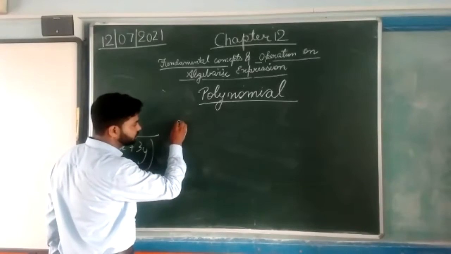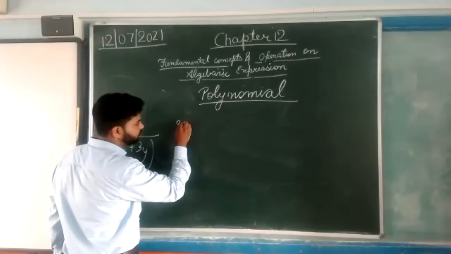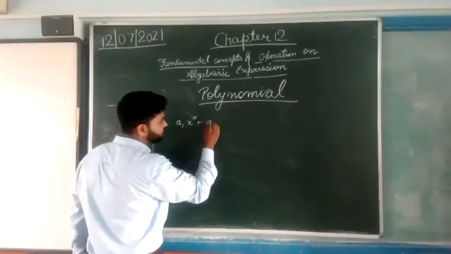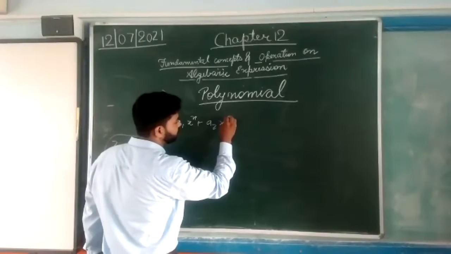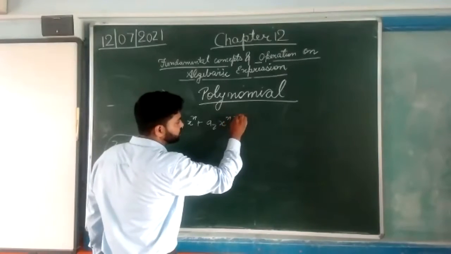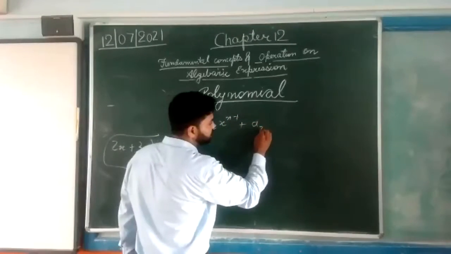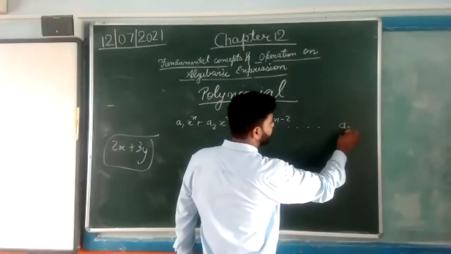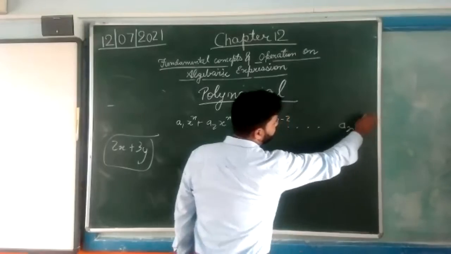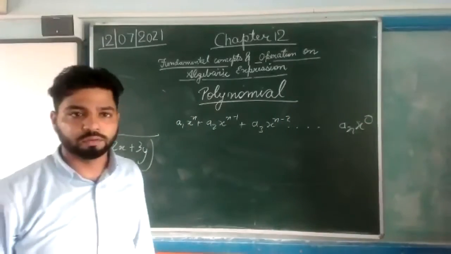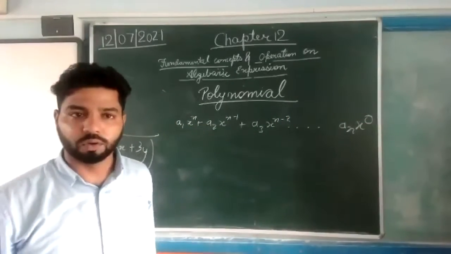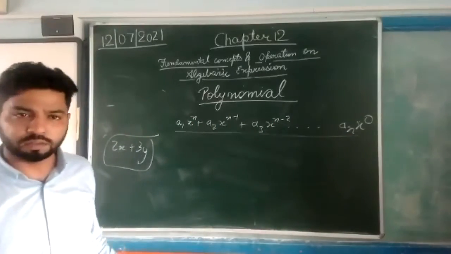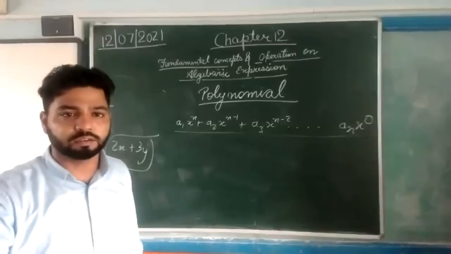What is the general expression? This is a1 x to the power n plus a2 x to the power n minus 1, plus a3 x to the power n minus 2, and so on, and it will end with an x to the power 0. This is the general expression. That's what I am talking about. You don't need to write this. Just look here. This is a general expression.